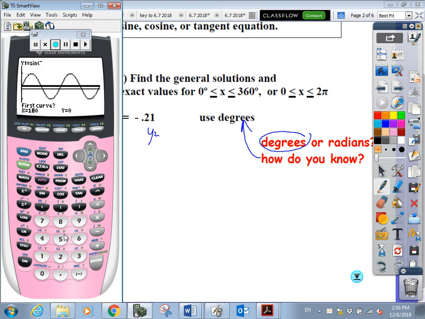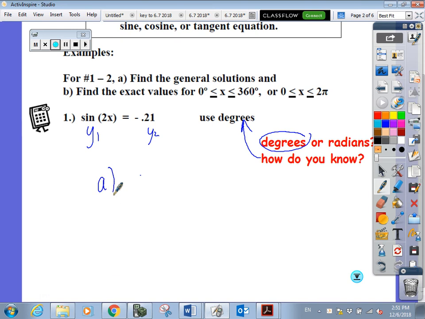So second trace 5. I like to scroll on my straight line because I get there faster. So the up or the down arrow gets you from one graph to the other. And it doesn't matter what order you find them in. So there's one of my answers. So for general solutions, x equals, that first answer, 96.061 degrees plus, what's the period?